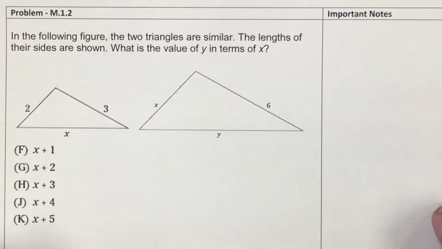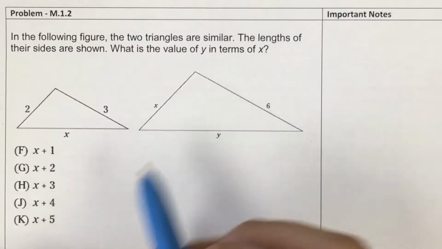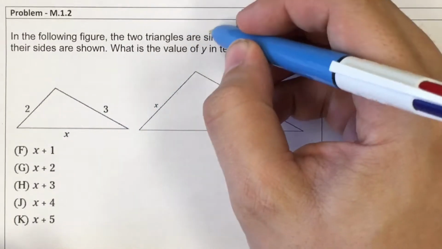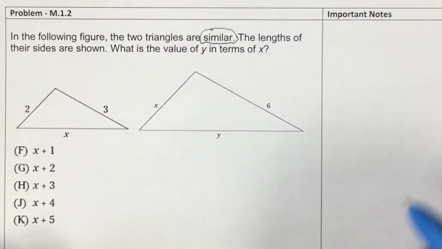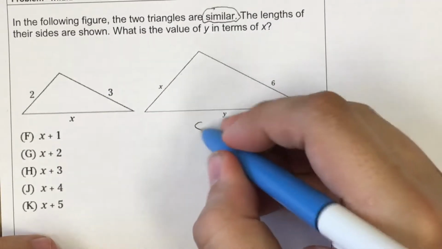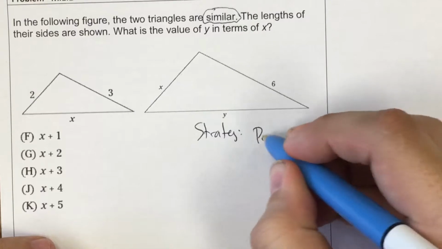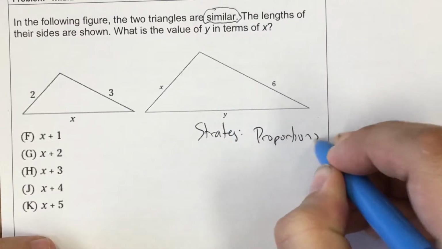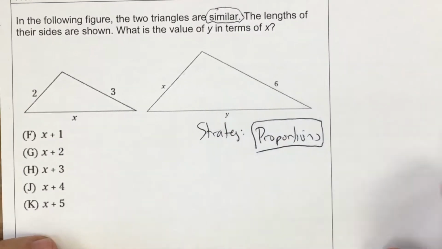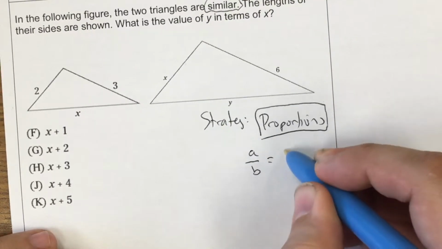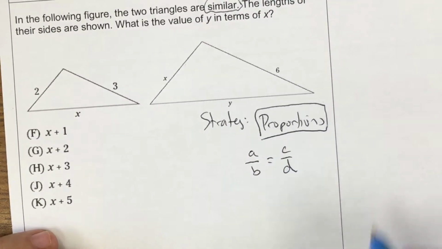All right, let's take a look at problem M.1.2. Now, whenever you see two triangles that are being compared and you see the word similar, this generally indicates the strategy of setting up proportions. This is something you automatically go to when you see two similar triangles. And a proportion is really just a comparison of two ratios.